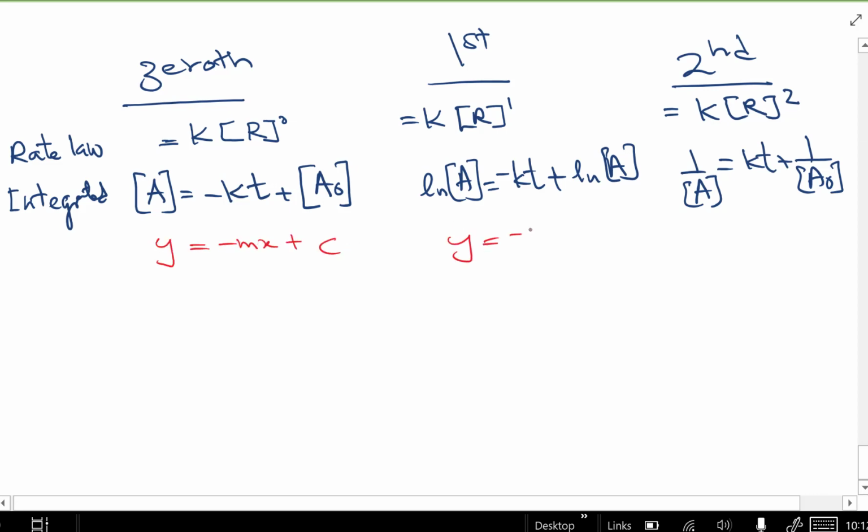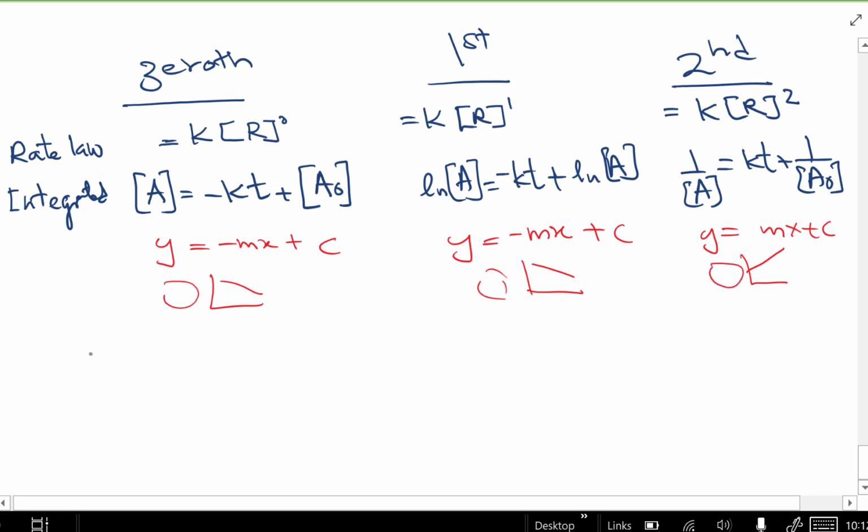This also can be written as y equals minus mx plus c, and the last one is y equals mx without the minus, right? The graphs should look like these 3. Previously I drew that one, right? So compare the 3 together this way. It's easier to see the difference between the 3 and why the y-axes are different for each, right?